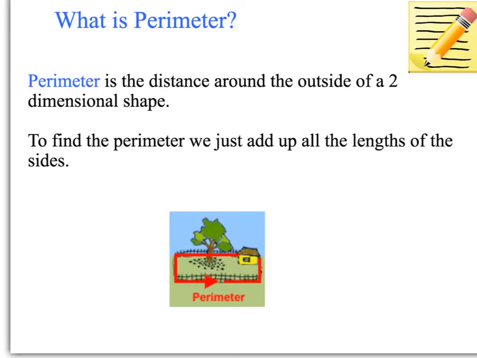So, for example, we're looking at the fence here in this picture. The outside is the fence, and that is what we are measuring when we're measuring perimeter. So to find the perimeter, all you need to do is just add up all the lengths of the sides. So however long they are, just add up every side length, and that will give you the perimeter.